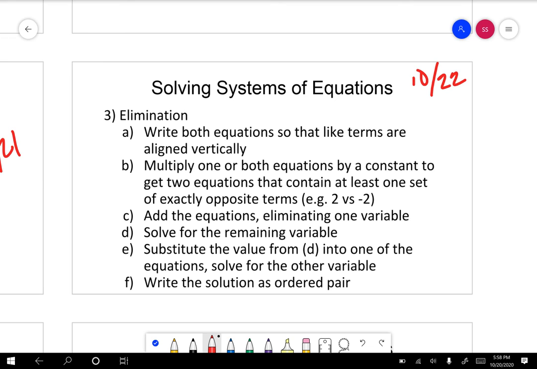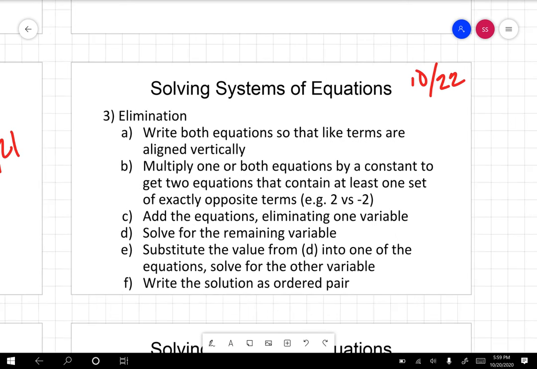Okay, so on tomorrow's work, which I'll talk about later, you're going to be solving systems of equations, but you can do it using any method. Okay, so it could be graphing, substitution, or elimination. And I would just choose which one you're most comfortable with, or if you want to challenge, choose the one that you're not comfortable with. So we're going to talk about elimination today.